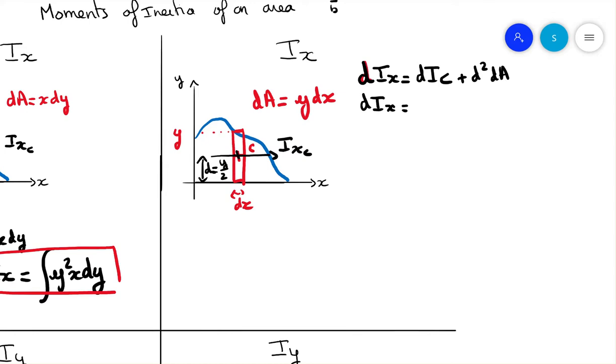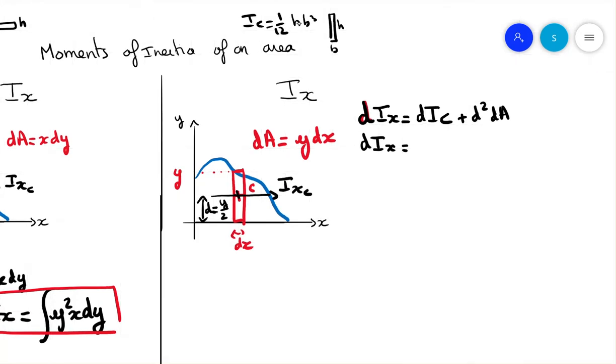It's equal to, now this one, that's what we wrote there, 1/12 of hb cubed. I should write, if I put b like this, it's still bh cubed. Sorry. Okay, if I tilt it, it's hb cubed. So 1/12 of b dx times h. What is h? It's y cubed plus d squared. d is y divided by 2, so (y divided by 2) squared, and the dA, I find it there, is y dx.